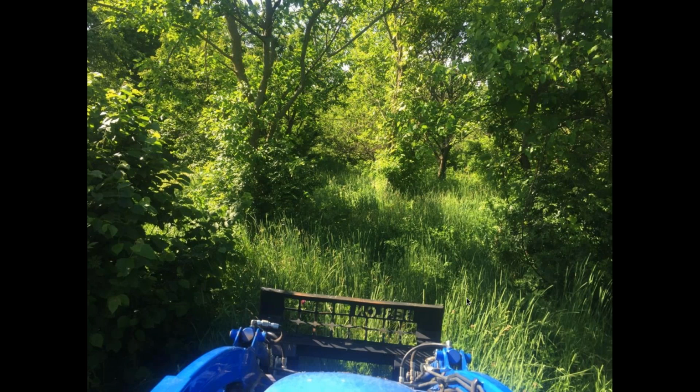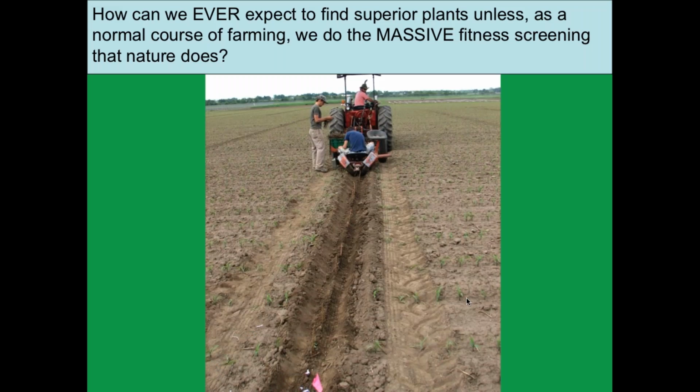And then perfect grazing. One entry into the site every 10, 11 years, and it's just loaded with grapes and berries and nuts and fruits, and I get beef off of it. This is an agriculturally productive system. One of the real reasons I want to plant with the highest density we practically can is this: how can we ever expect to find the superior plants unless, as a normal course of our farming, we do massive fitness screening like nature does, those little maple trees all over the ground.